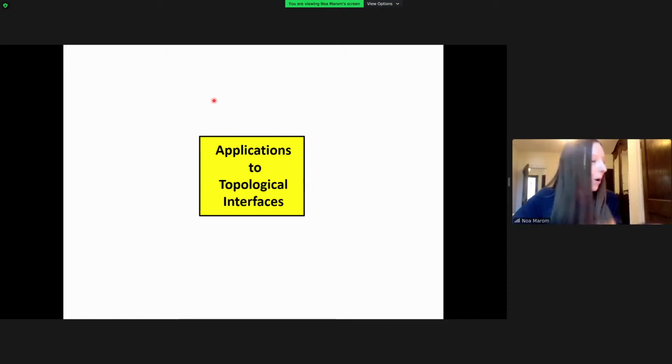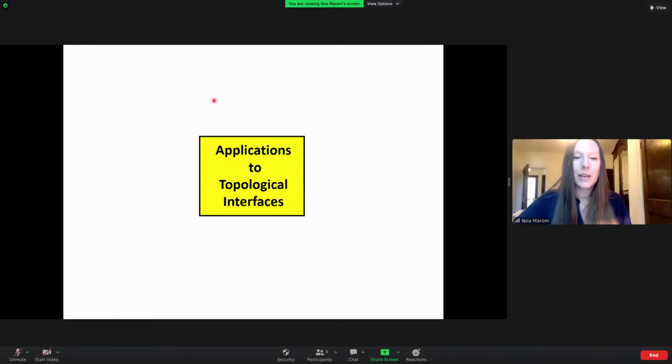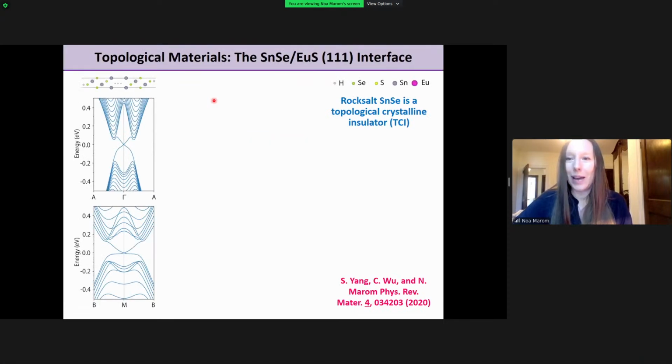Okay. So I think we can go on with the applications. In the remaining time, I have a few applications to show you for topological interfaces. So let's start with a crystalline topological insulator. The rock salt structure of tin selenide is an example of such a material.